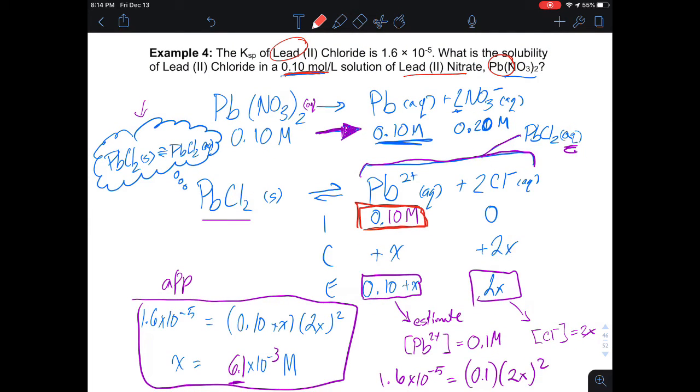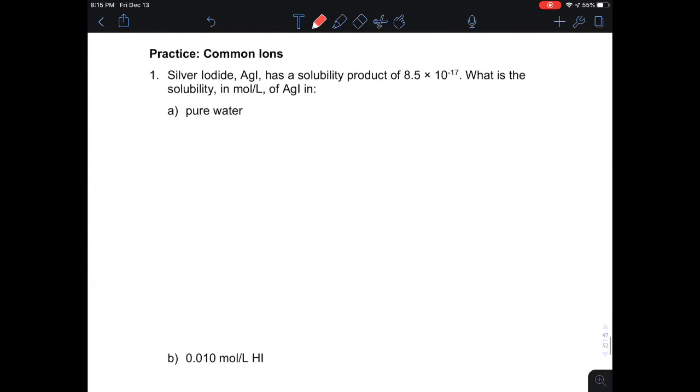Imagine possibly a universe where we even had, what if you mixed a solution of lead nitrate and a solution of lead chloride together? How much more lead chloride could you dissolve? That kind of thing. We're not going to do those, so don't worry about them.